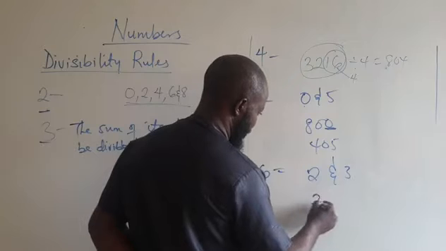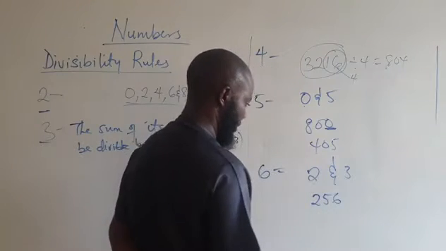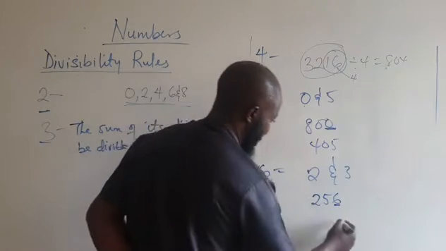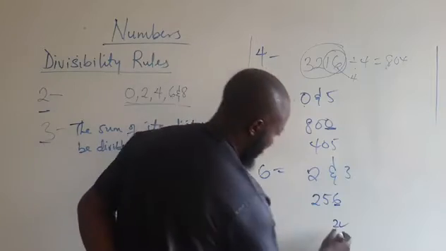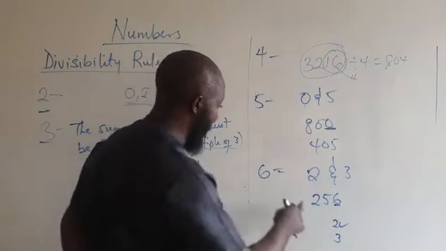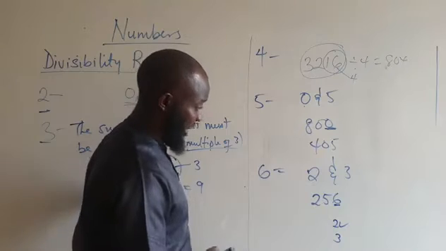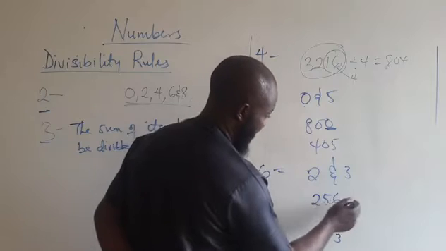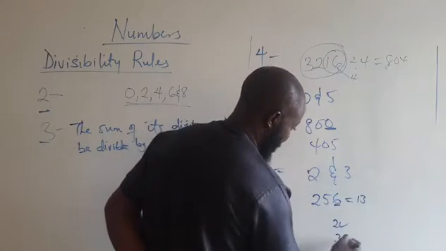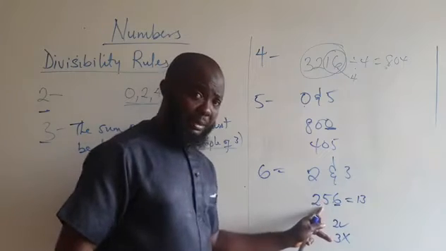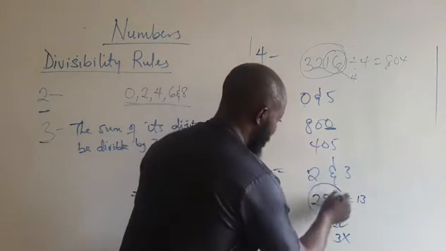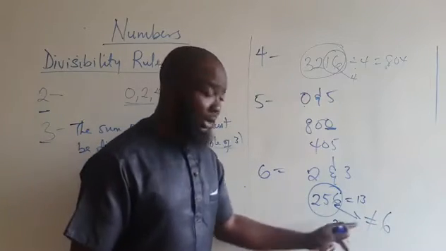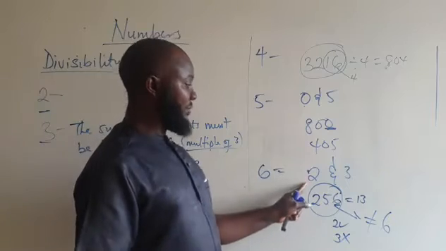So let's look at this. If I have 256, this number ends with 6, so 2 can divide it. Good. So let's look at 3. Can 3 divide it? How? We add the digits together to see if it gives us a multiple of 3. 2 plus 5 is 7. 7 plus 6 gives what? 13. So in that case, 3 cannot divide it. So that means this number is not divisible by what? 6. So 6 cannot divide it. This must divide it, and this must also divide it.